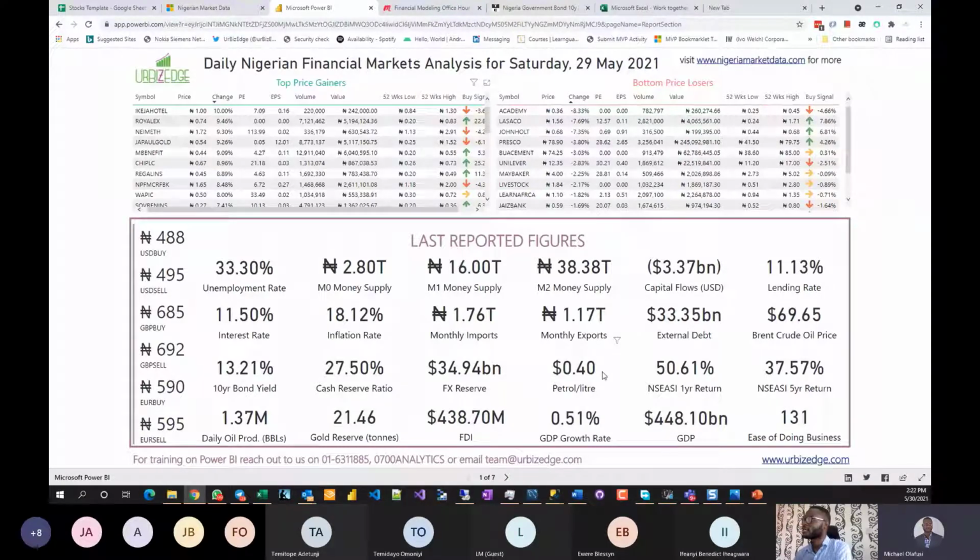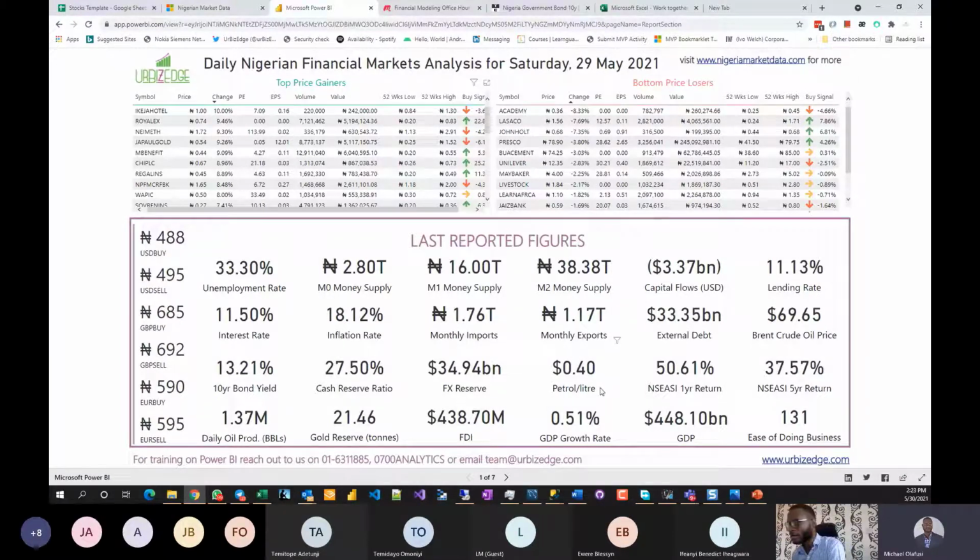Then the oil price in dollars, the petroleum pump price in dollars. Maybe I should change it to Naira, because I don't think anybody really cares about it in dollars, especially now that our dollar keeps gaining in value.